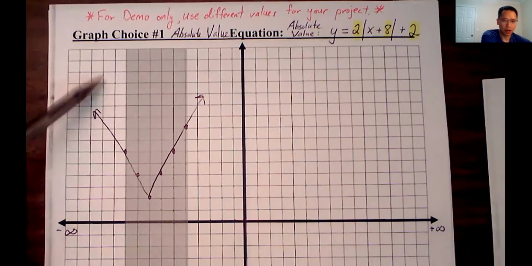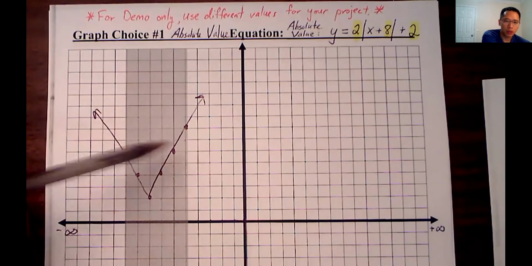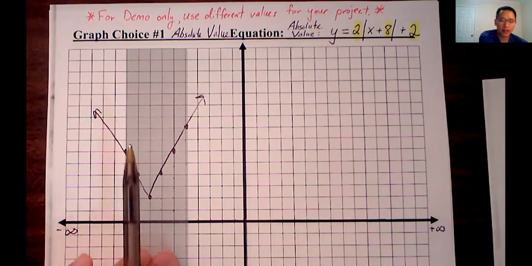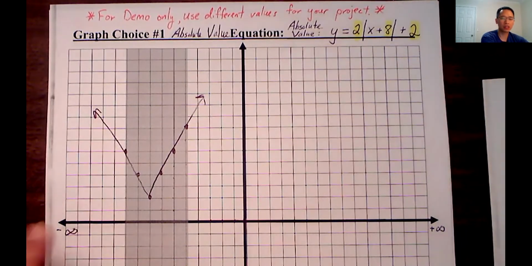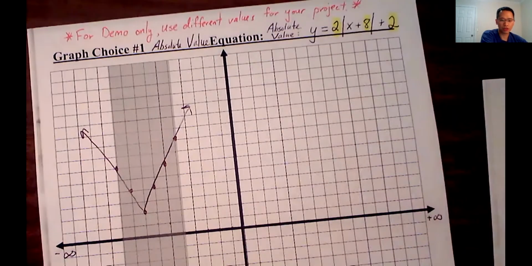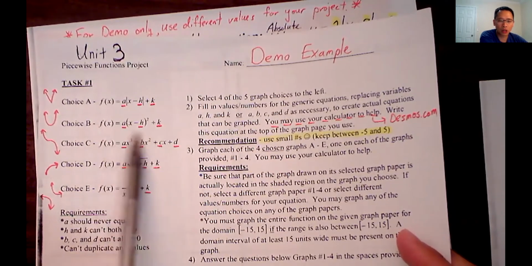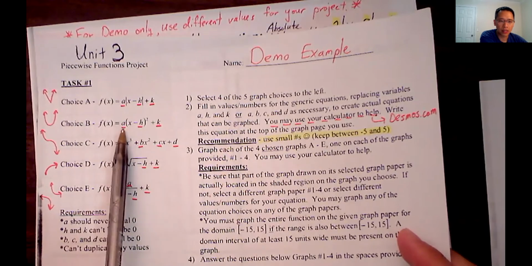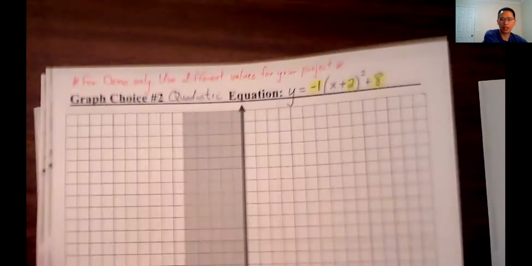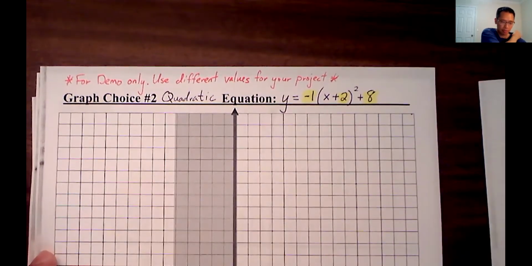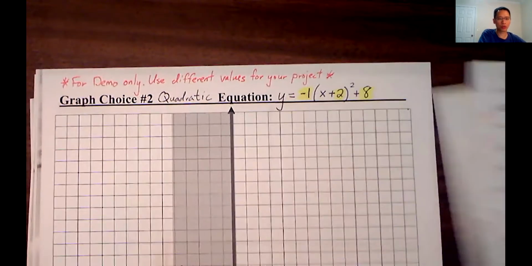Okay. Now, again, what is between these two in this vertical band, we're going to translate this over to the 5th graph. But right now, let's look at the 2nd graph. Okay, so for the second graph, I'm going to choose choice B, which is quadratic function, parabola. So I'm going to replace the a, the h, and the k. I'm just going to choose values for this demonstration. I'll choose -1, 2, and 8. All right. So again, we're going to go to Desmos and we're going to create this graph.